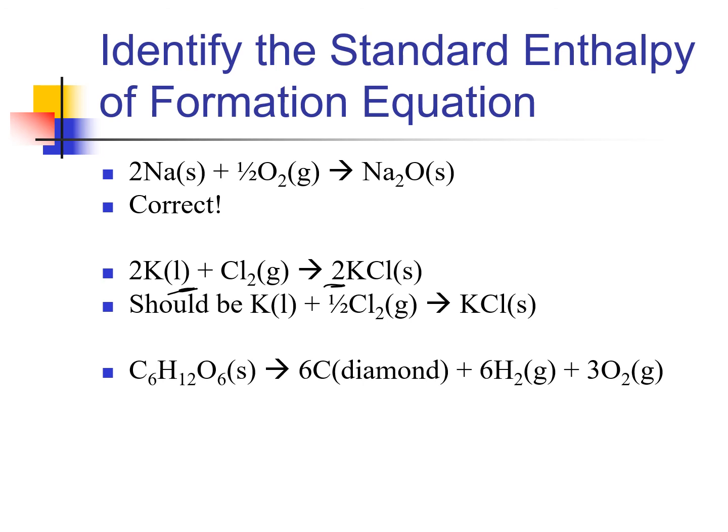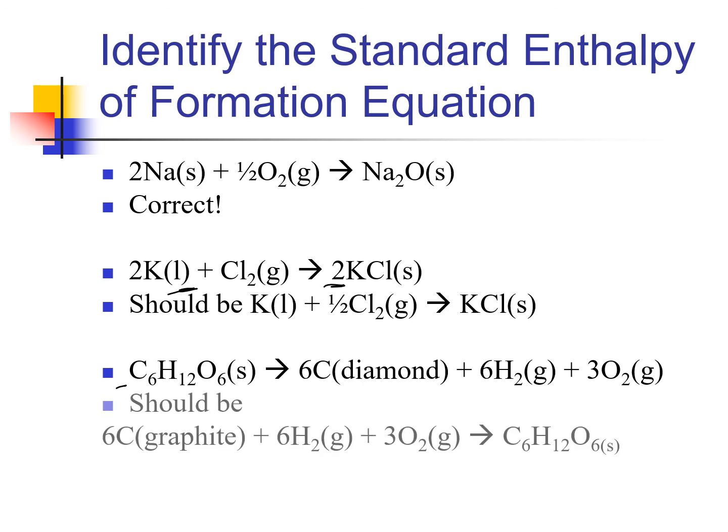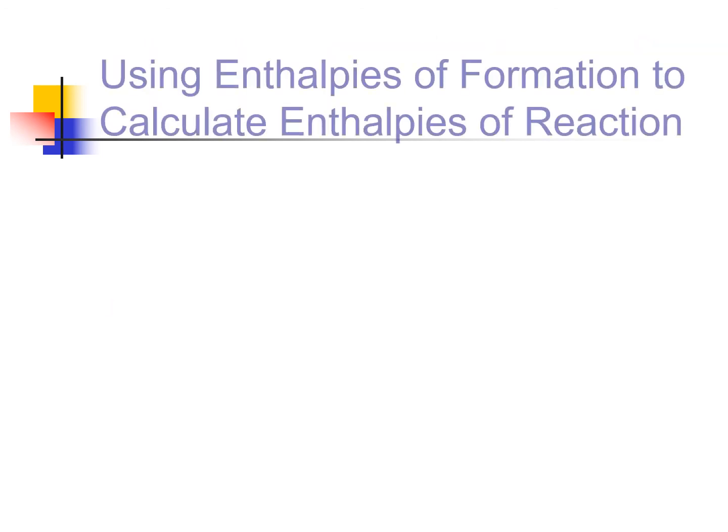Finally, the third one. Oh no, no. Again, it's the heat to make 1 mole. This is actually the reverse of standard state. And diamond is not the most stable form of carbon. It's graphite. So lots of problems there.